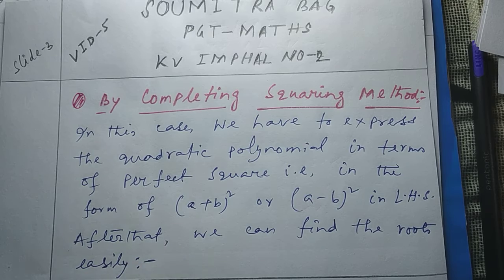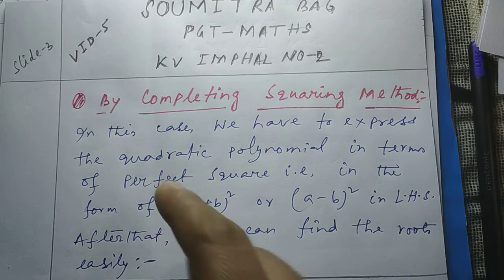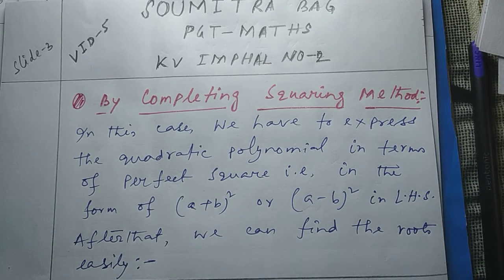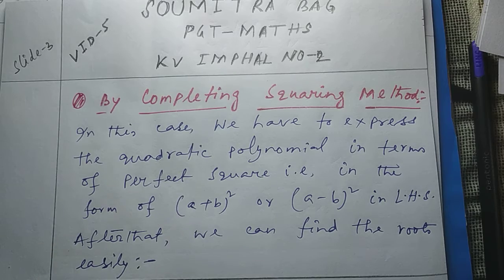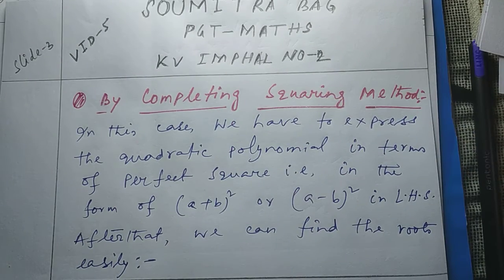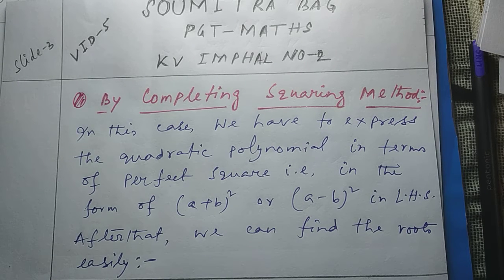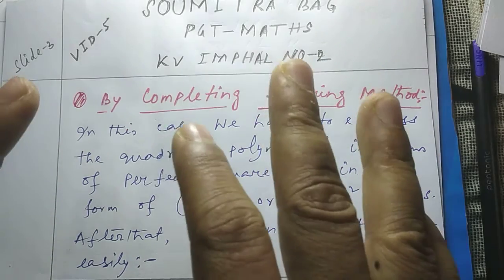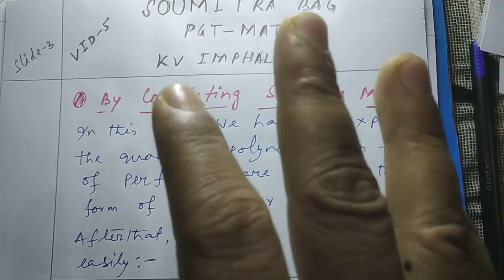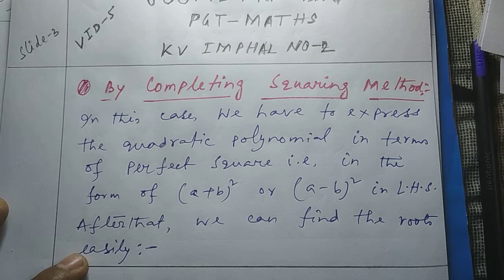Students generally think that among all the methods, completing the square is very laborious, very hectic. That's why they try to avoid it, they try to neglect it. But the reality is that among all the methods, it comes in the CBSE board exam very frequently. So we cannot avoid it by any means. We have to understand it. We have to attempt it by any means.